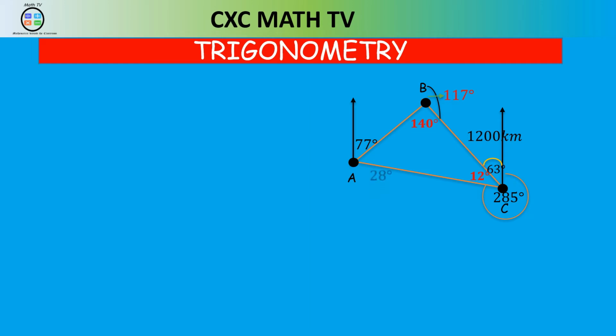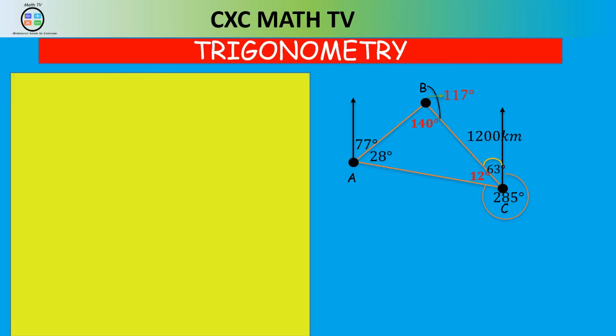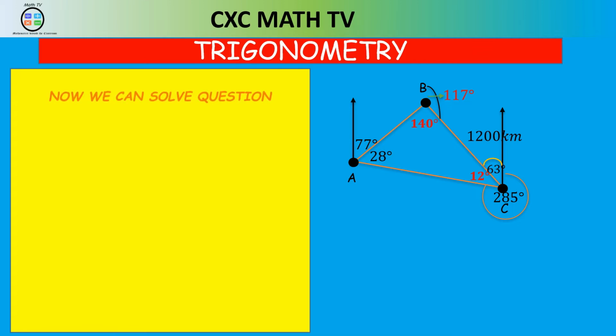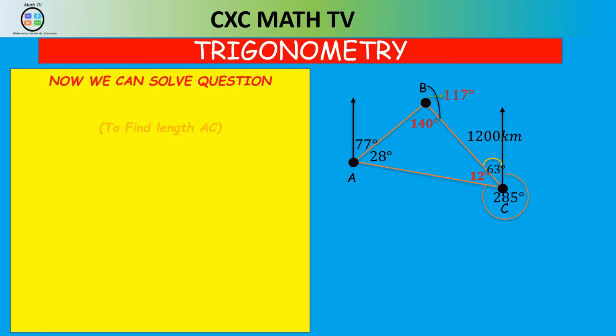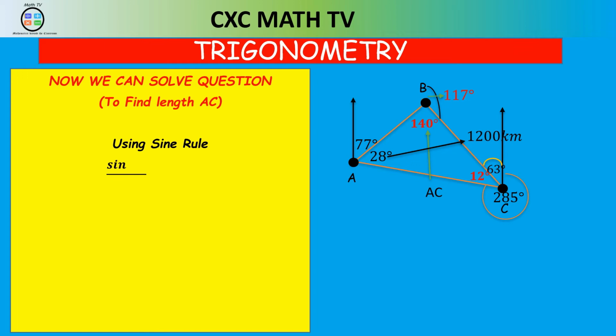We also know that the distance BC is 1200 kilometers. And now we need to go ahead and find the length AC. That's what the question had asked for. So as we're going to find the length of AC, we need to look at it. Notice that the angle 28 degrees is across or opposite from 1200. And we know that the side that we want to find, AC, is across or opposite from 140 degrees. So we can use sine rule. So the sine of 28 degrees over 1200 is equal to the sine of 140 degrees over AC.